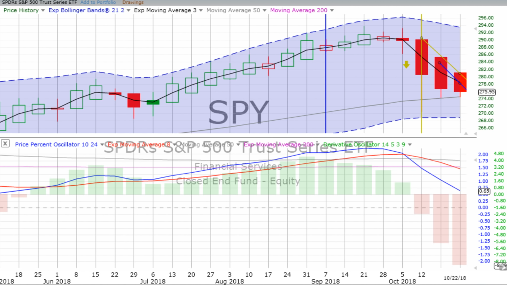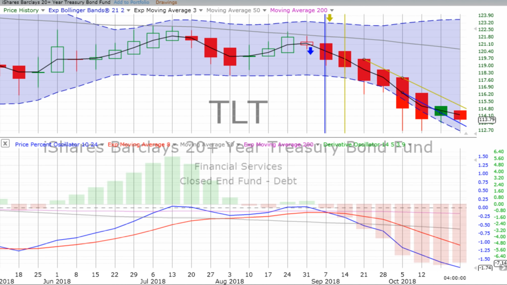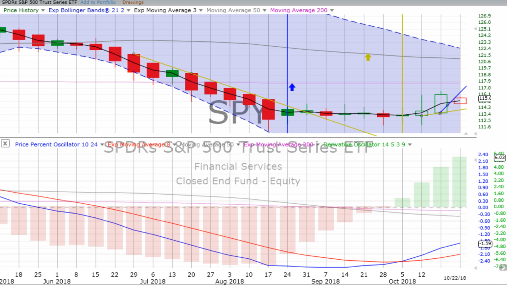We see stocks mixed for the day. The S&P 500 is down. The NASDAQ 100 is up. We see 20-year bonds down and gold down. So the only thing up for the day is the Qs.